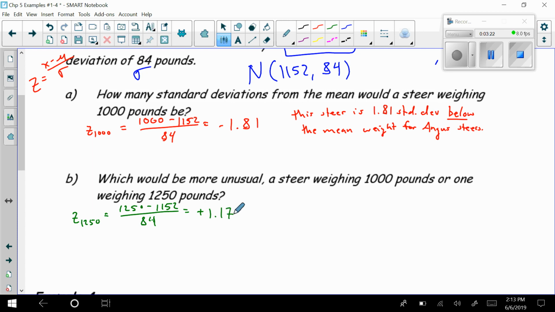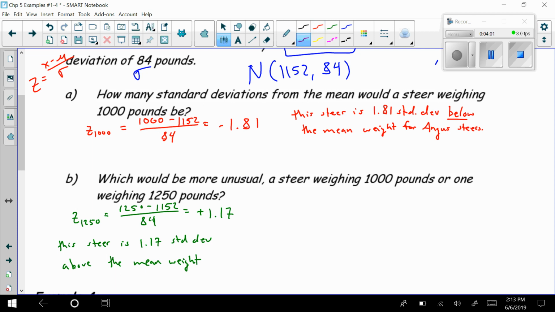Now this is great. We could interpret it. It doesn't say to interpret the z-score, but we can for practice. This steer is 1.17 standard deviations above the mean weight. Again, it doesn't say that we have to do that, but just for practice, we can do it here. It's not too bad.